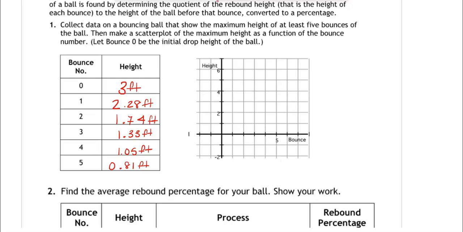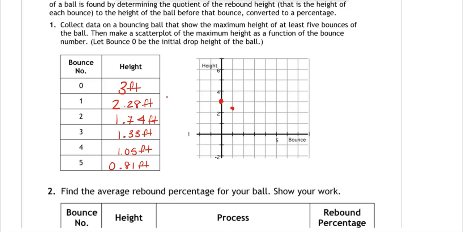And so then let's go ahead and draw a scatter plot of this. Notice right here, it's got my x-axis labeled as bounce, and it's going to be bounce 1, 2, 3, 4, 5. And then it's got my height here for my y-axis. So that initial bounce of 0 is going to be right here at 3. And then my first bounce is 2.28, so I'm going to be about here.